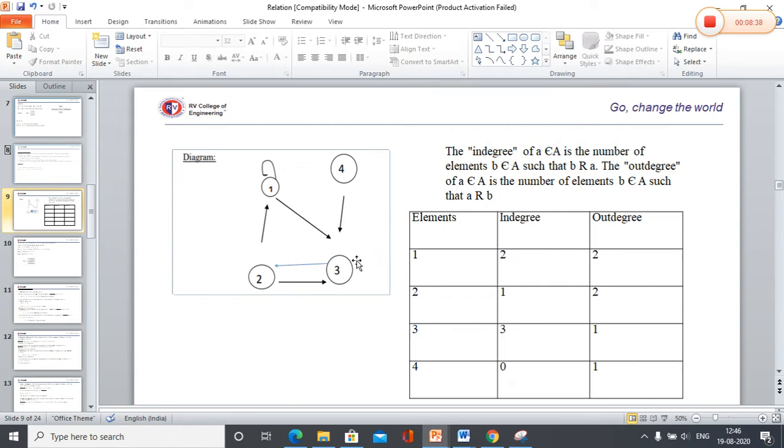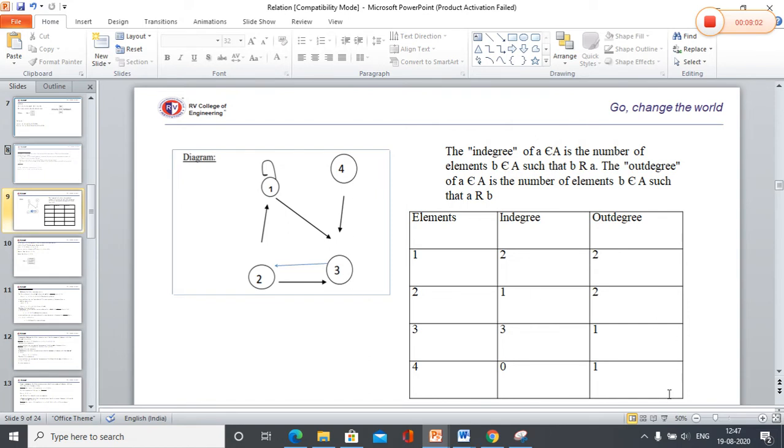Now for 3, how many incoming edges? These two edges, the direction of the arrow is towards 3. So 2, and this also is towards 3. So in degree is 3, and out degree is only 1, one outgoing edge from 3. So this is 1. For 4, there are no incoming edges. So in degree is 0. Out degree, only 1 edge is going from 4. So out degree is 1.